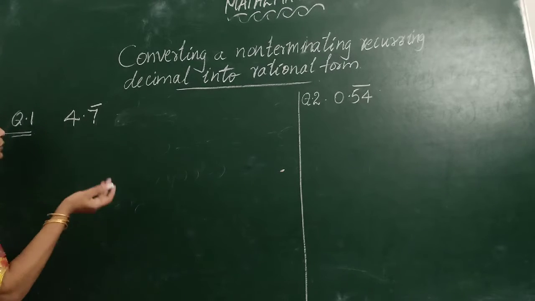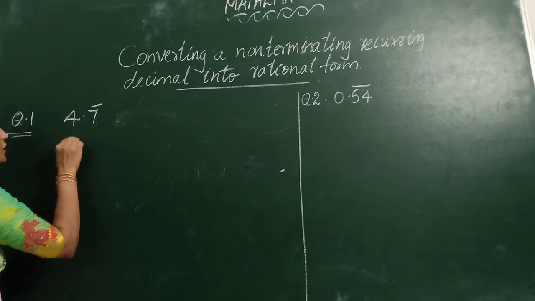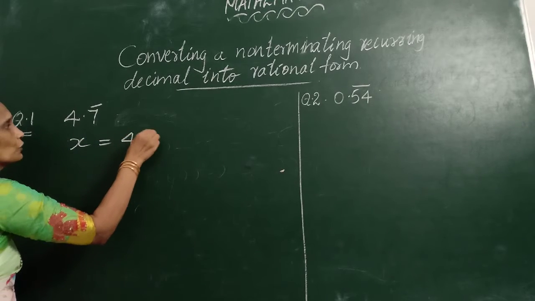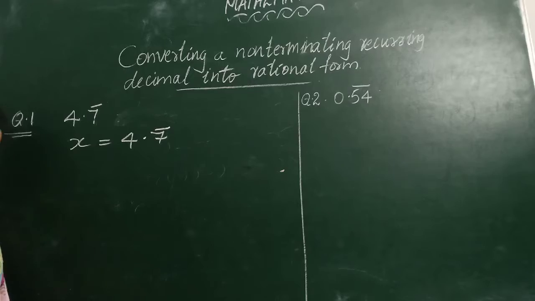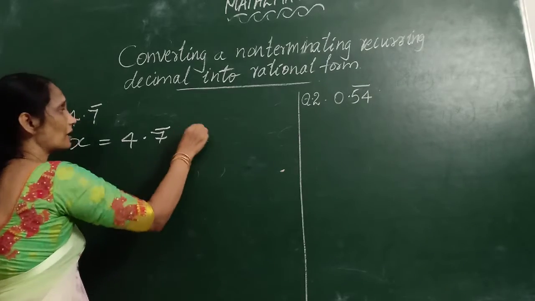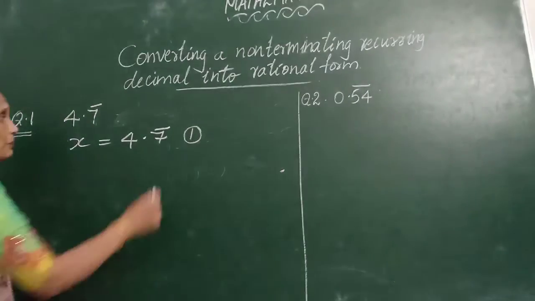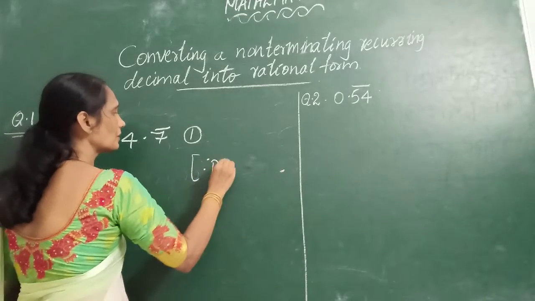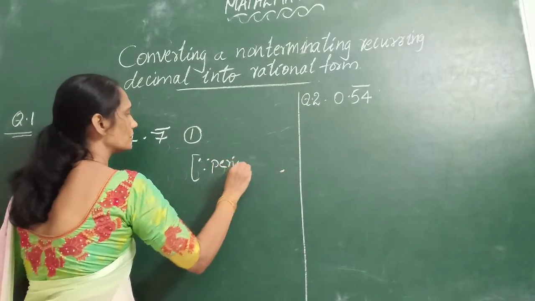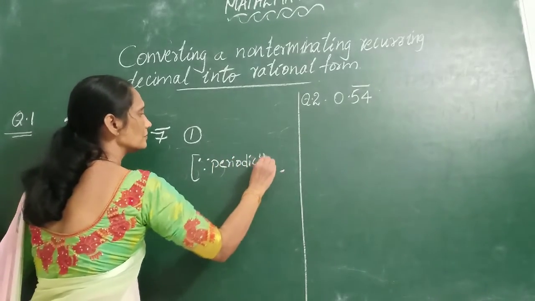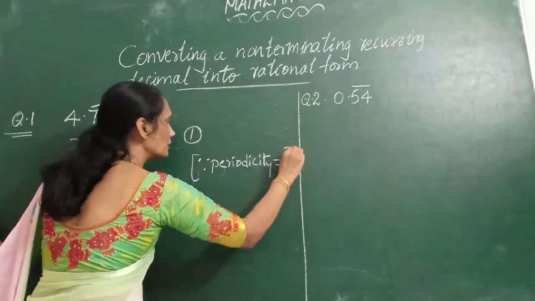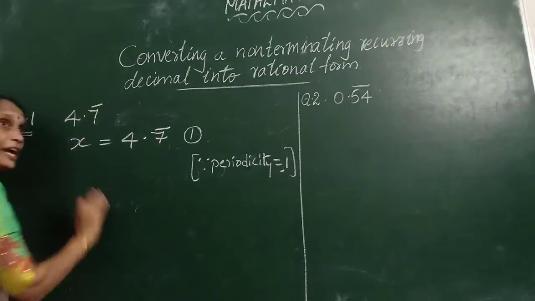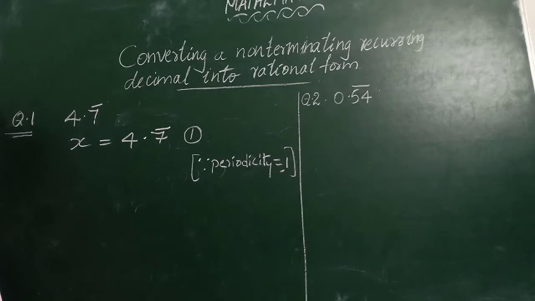So what we have to do? First of all, the question should be considered as x. x equal to 4.7 bar. Okay, let it be equation number 1. Since the periodicity is equal to 1, we multiply both sides of equation 1 by 10.